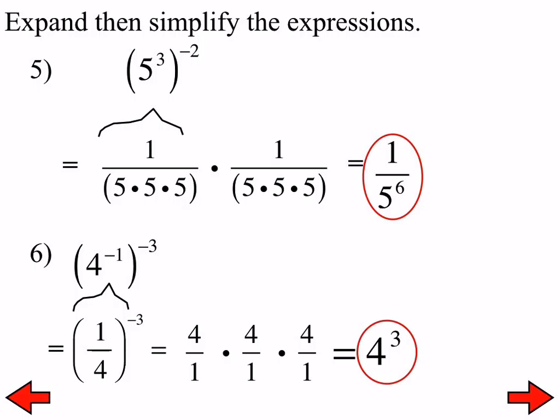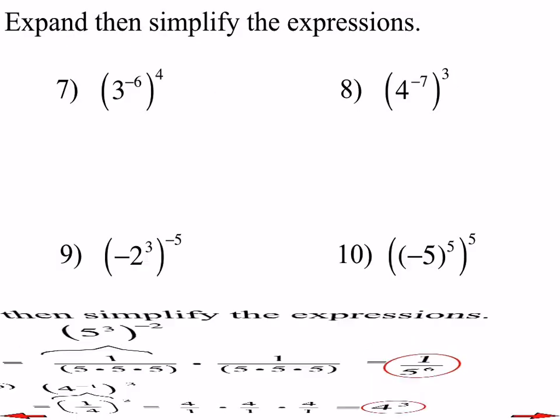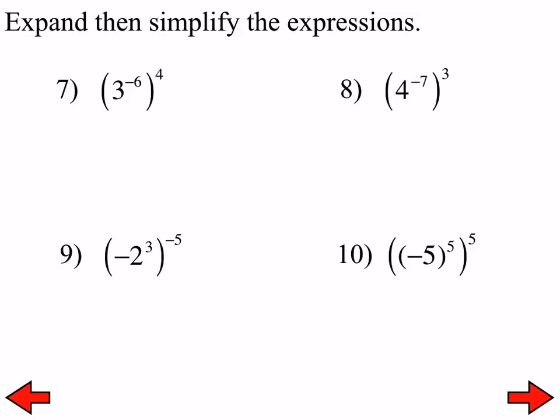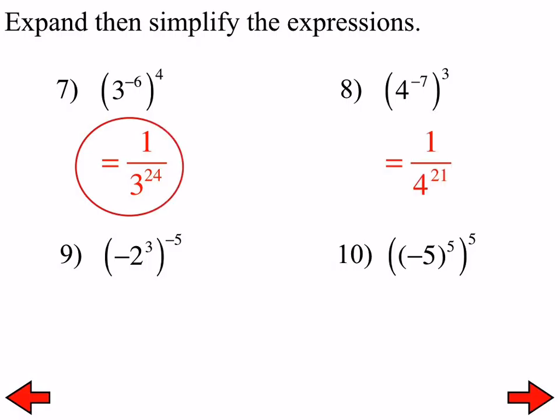Awesome. Okay, the bottom 4, go ahead and do all 4 of those, and then we're going to shoulder partner those. Number 7 is 3 on the bottom repeating 24 times. Number 8, what is this? 1 over 4 to the 21st power.